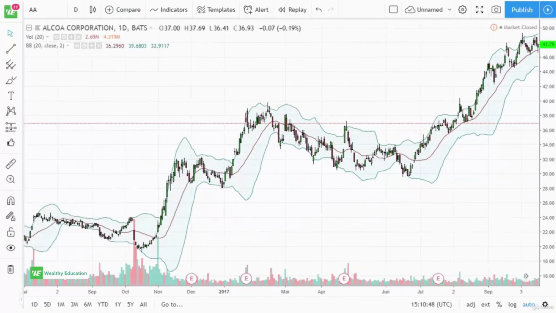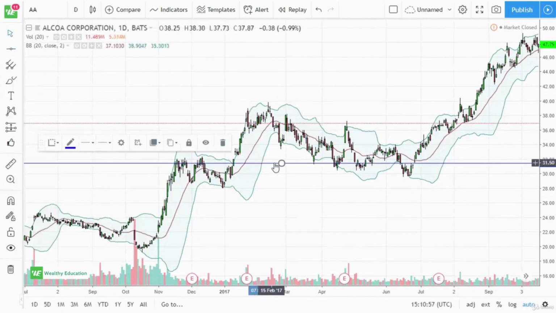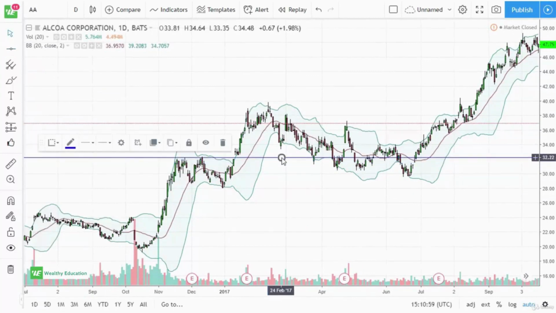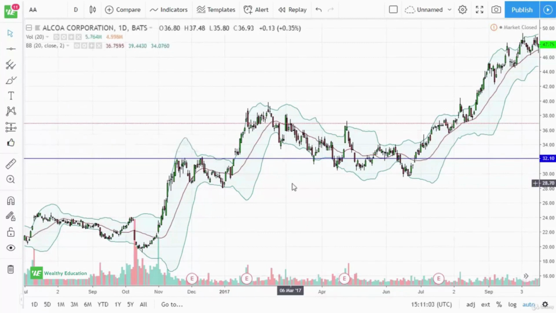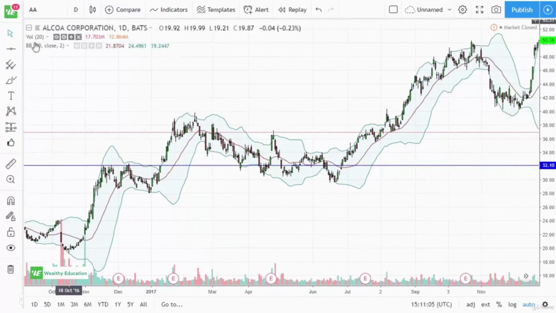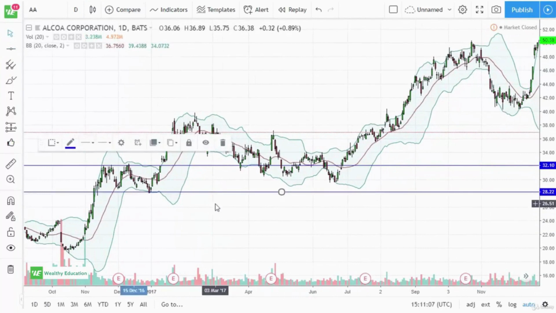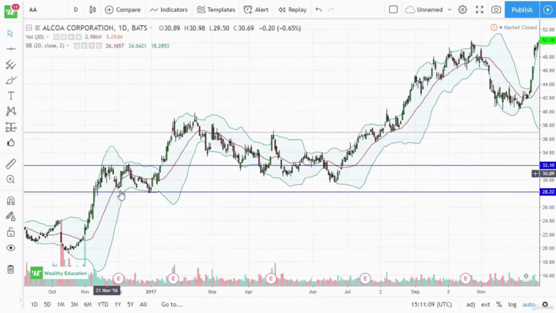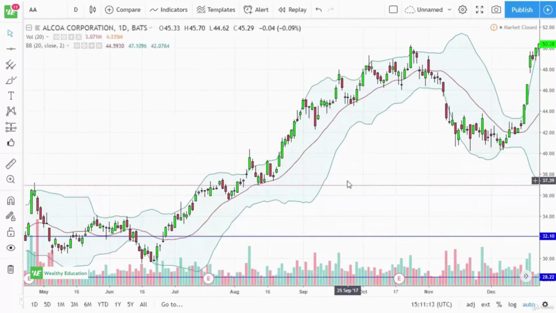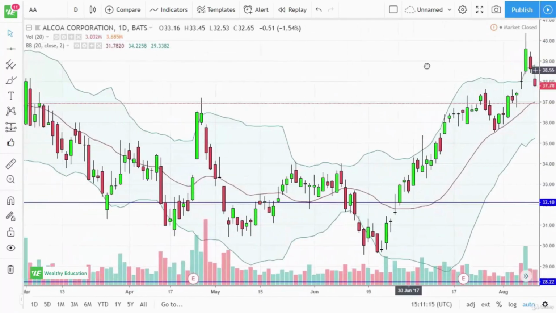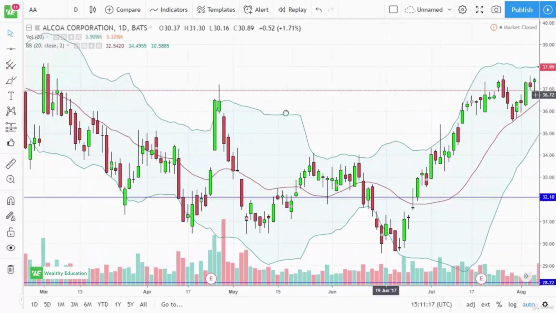So for an example, let's go ahead and draw a horizontal line here at this previous resistance. So you would have known that somewhere around $32-ish there was resistance. And you would have also known that there was support here. So it makes sense that there's going to be a lot of buying pressure in this area. And that's exactly what we saw. So where's your signal? Well, your signal could be every time you break above this moving average.